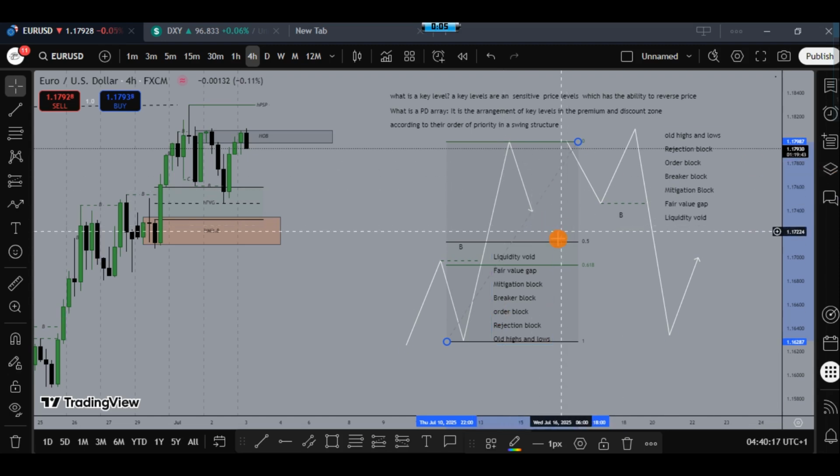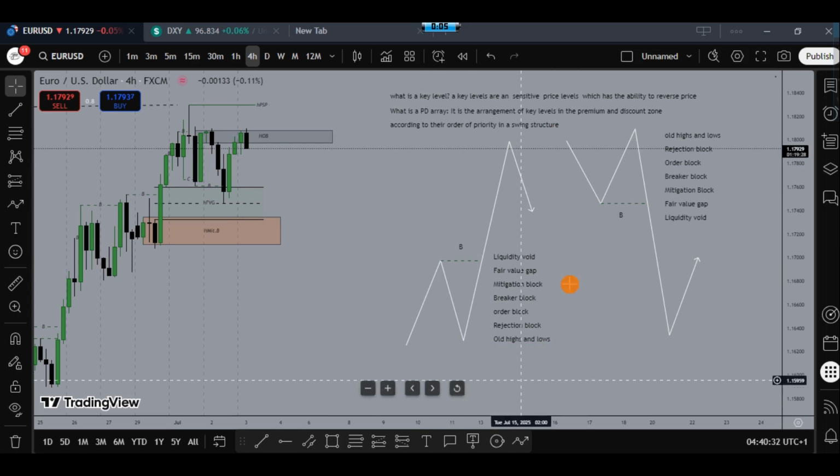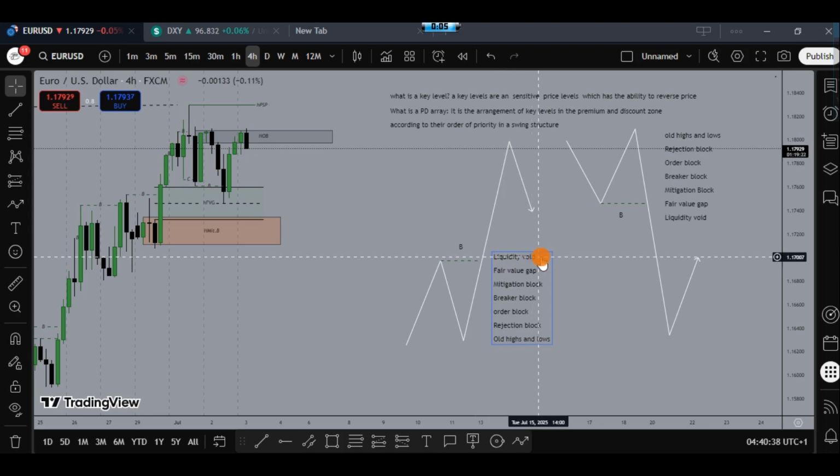Okay, so for a buy model, basically we have 7 ICT PD arrays. First of all, for a buy model setup, you have to consider the liquidity void first. Then, if there's no liquidity void, you consider fair value gap. If there's no fair value gap, you consider mitigation block. If there's no mitigation block, you consider the breaker block. If there's no breaker block, you consider the order block. If there's no order block, you consider the rejection block. If there's no rejection block, you consider old highs and old lows.